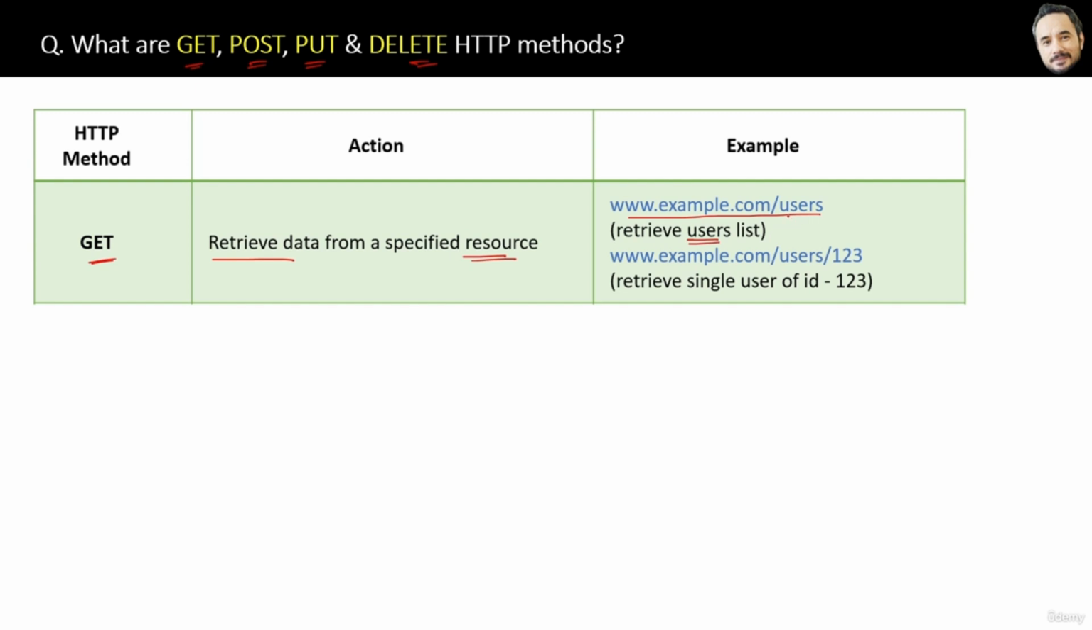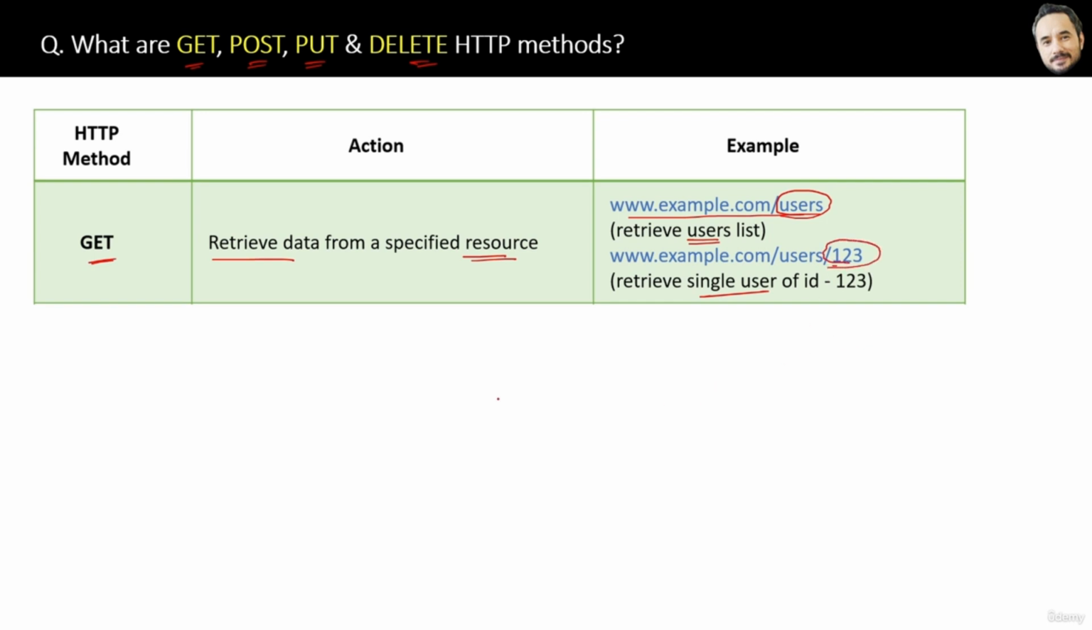Remember, in this case, users are the resource, okay? Also, with this GET method, you can retrieve the details of a single user by passing the user ID in the URL like this.